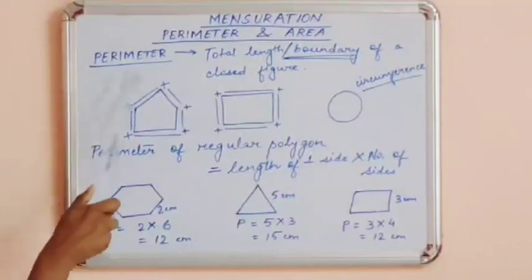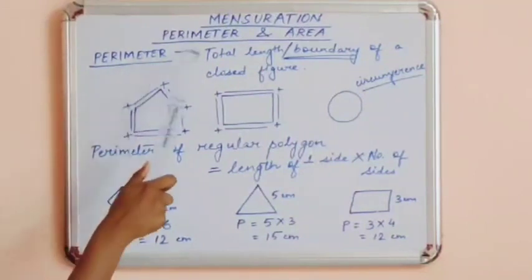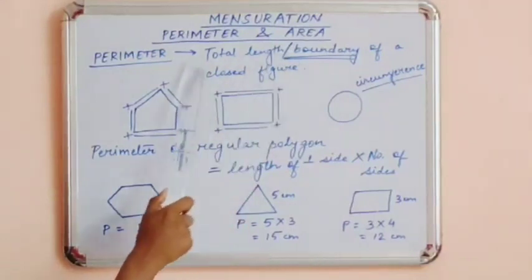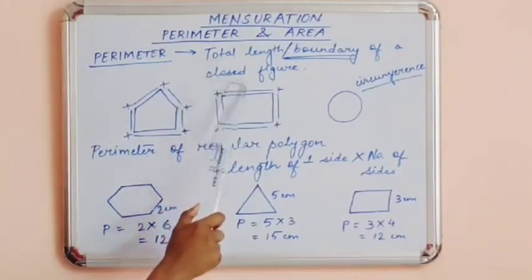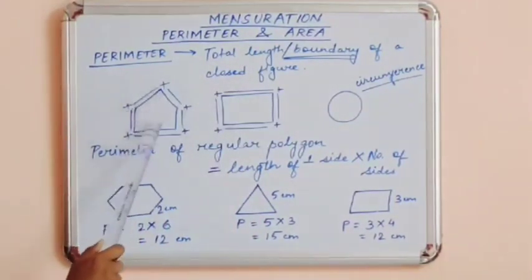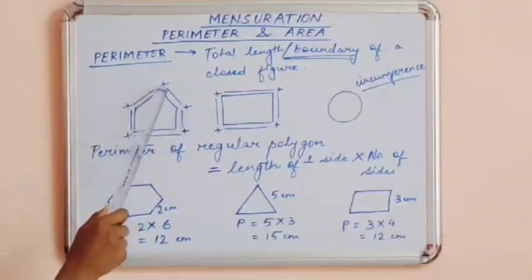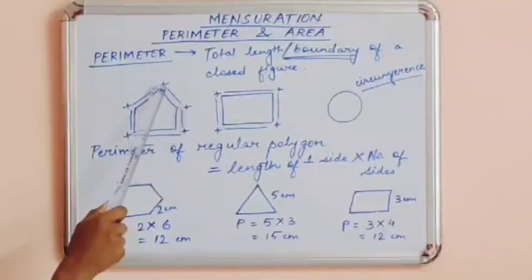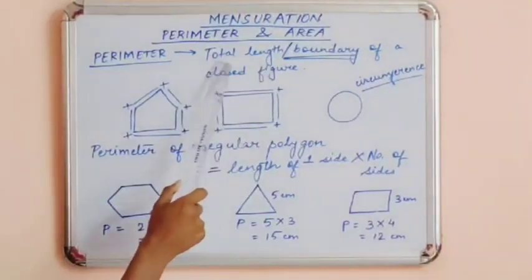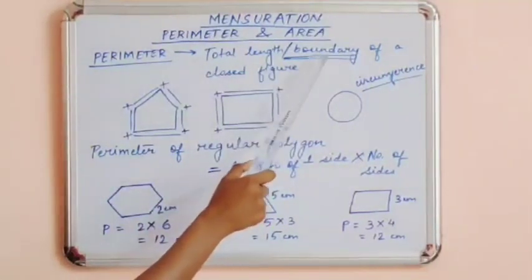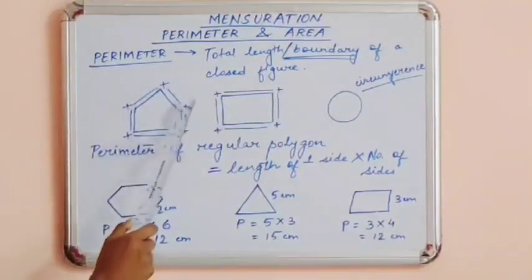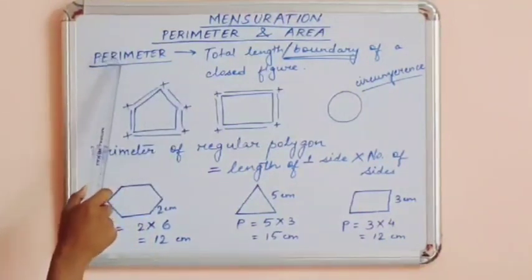Now what is perimeter? Perimeter is the total length or boundary of a closed figure. What do you mean by a closed figure? A closed figure is one which has got no open ends and all the vertices are connected to each other. Total length or boundary, that means if we add up the sides of the figure, we will get the perimeter.